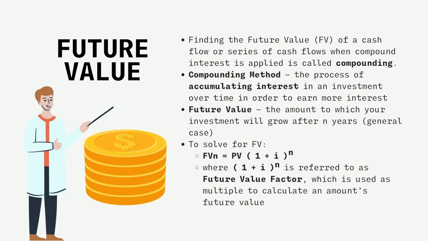And to solve for that, the formula is FV equals PV times (1 plus I) raised to the n, where FV refers to the future value, PV is the present value, I is the discount rate or interest rate or compound interest, and n is the number of years. So let's take a look at an example.